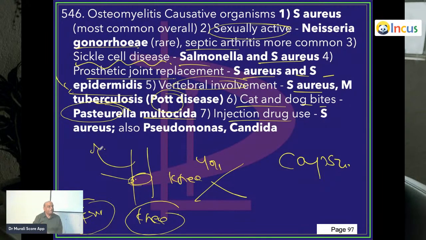This many things you need to remember for tomorrow's entrance. Each is an MCQ. Overall, Staph aureus. Sexually active, red light area, gonorrhea. Sickle cell, Salmonella, Staph aureus. Prosthetic joint involvement, Staph aureus and epidermidis. Vertebral involvement, TB, which is called Pott's, and also Staph aureus. So doctor, once more, do you want to mark this for last moment revision? No. This is another thing that should go into your body, into your DNA.